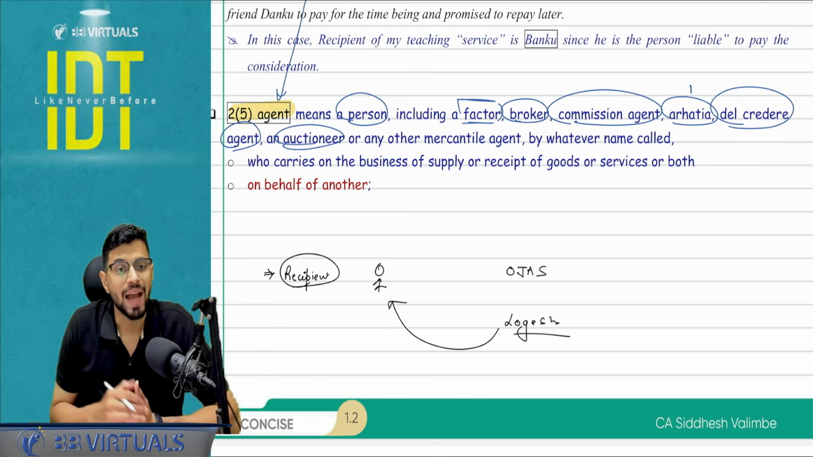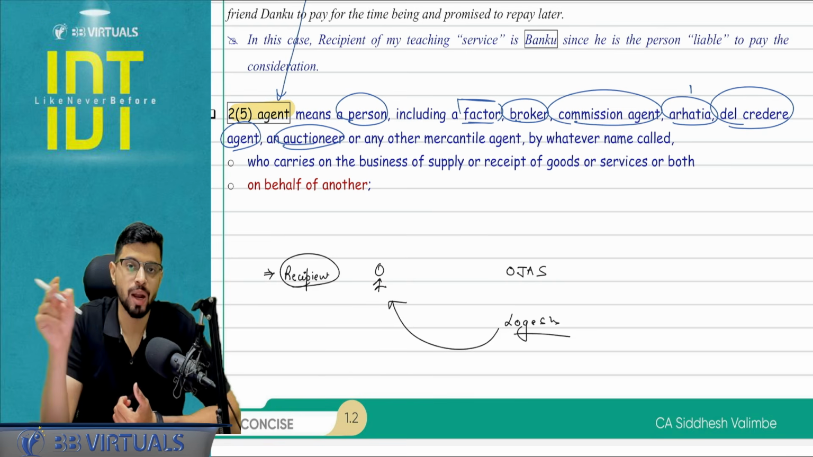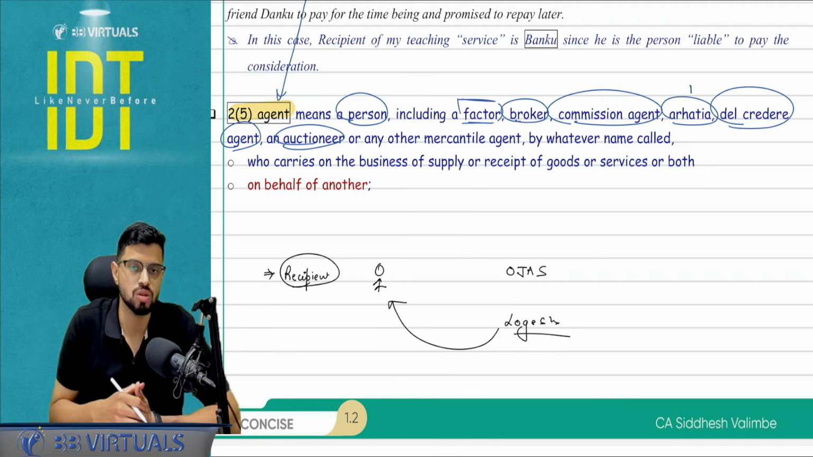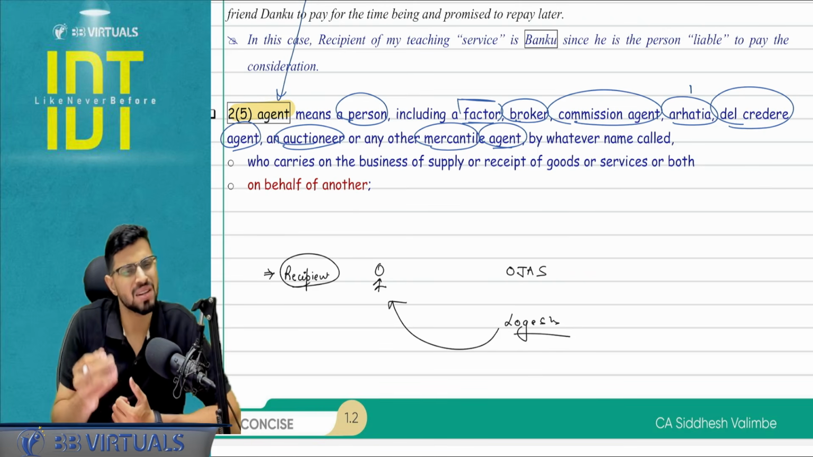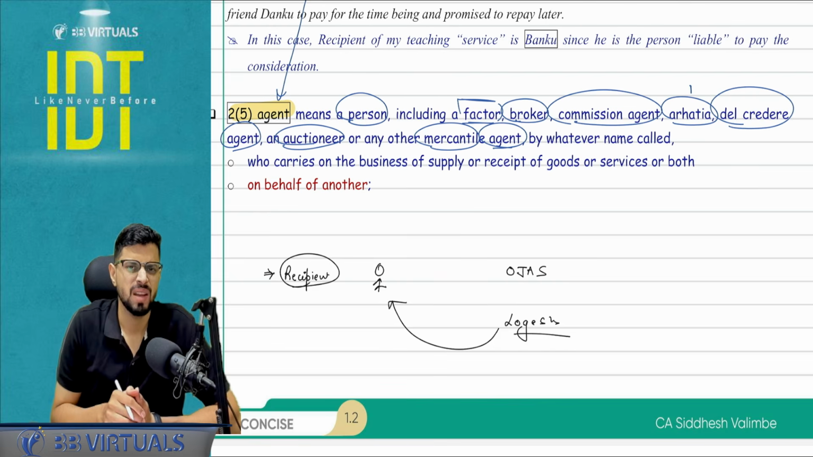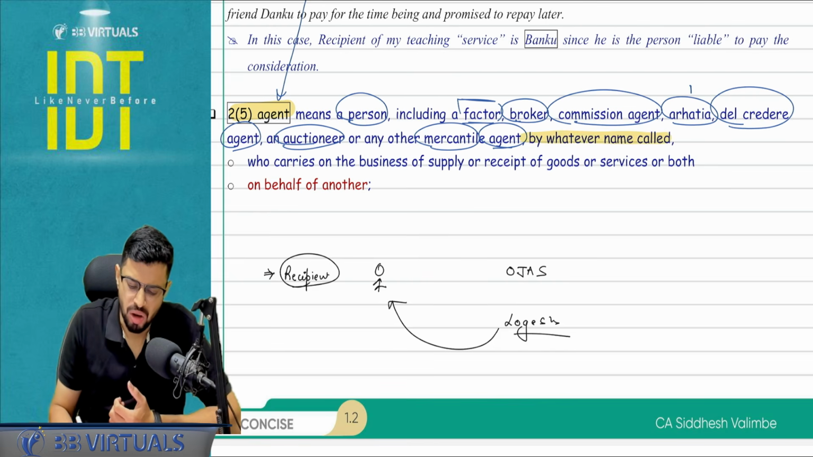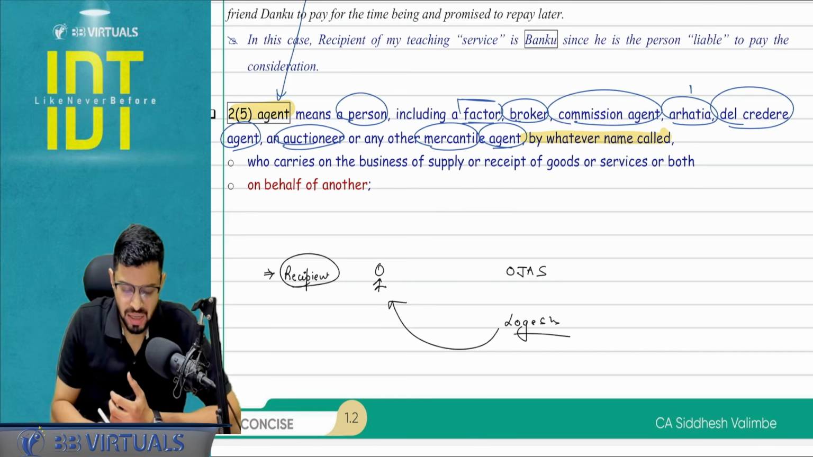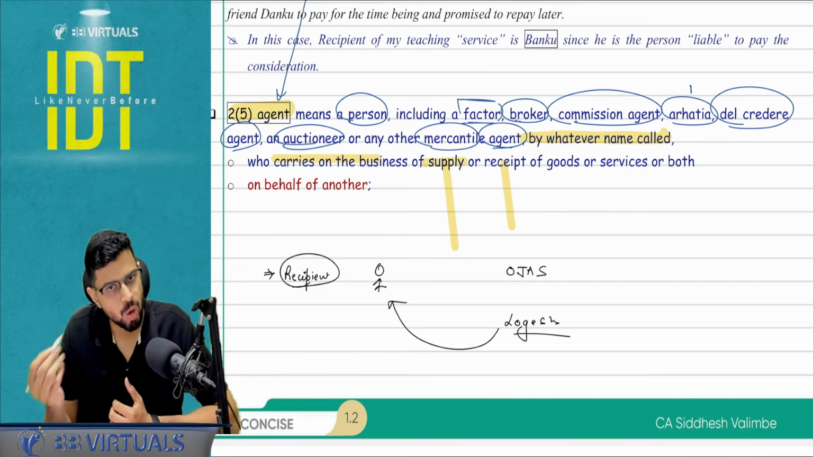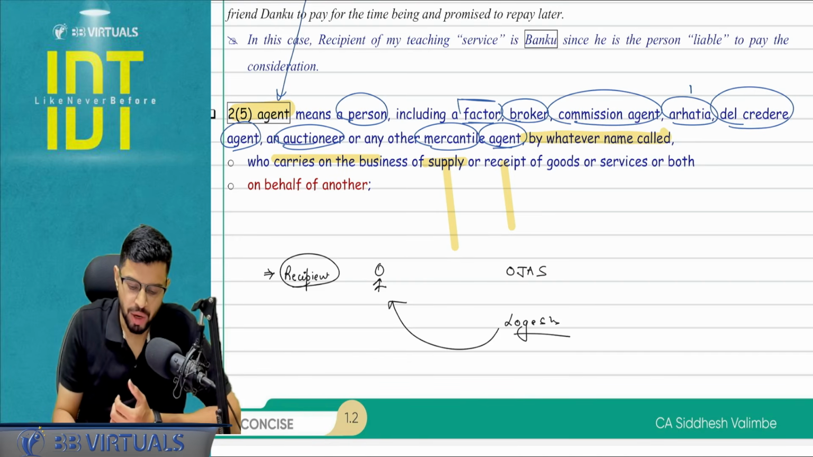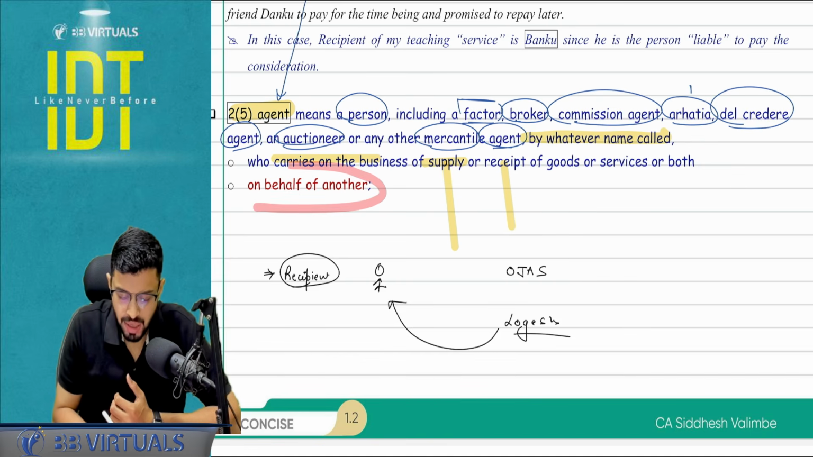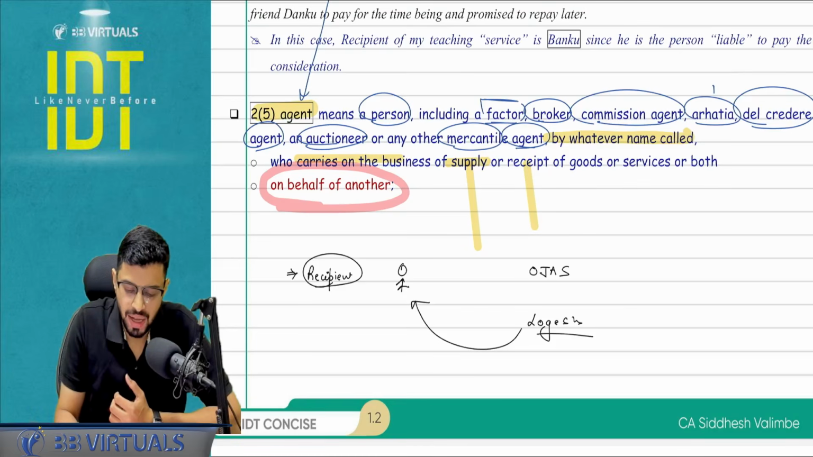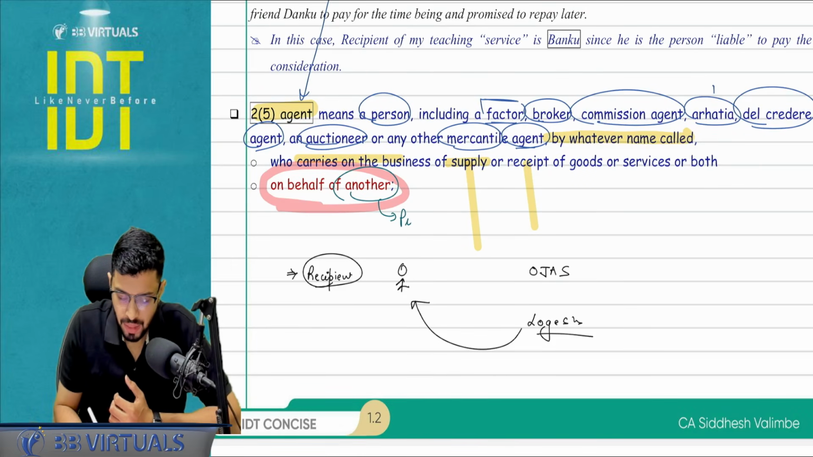Del Credere agent is just like an agent. Auctioneer: I sell goods in an exhibition through an auctioneer, so that auctioneer is working on my behalf to sell the goods. Or any other mercantile agent. These are separate names, but the law itself says by whatever name called. Your business transaction can have any name, we don't care. The point is that he is carrying on the business of supply or receipt. He is supplying on my behalf, he is receiving on my behalf. The main condition is that he is doing it on behalf of another, and that other person is the principal.